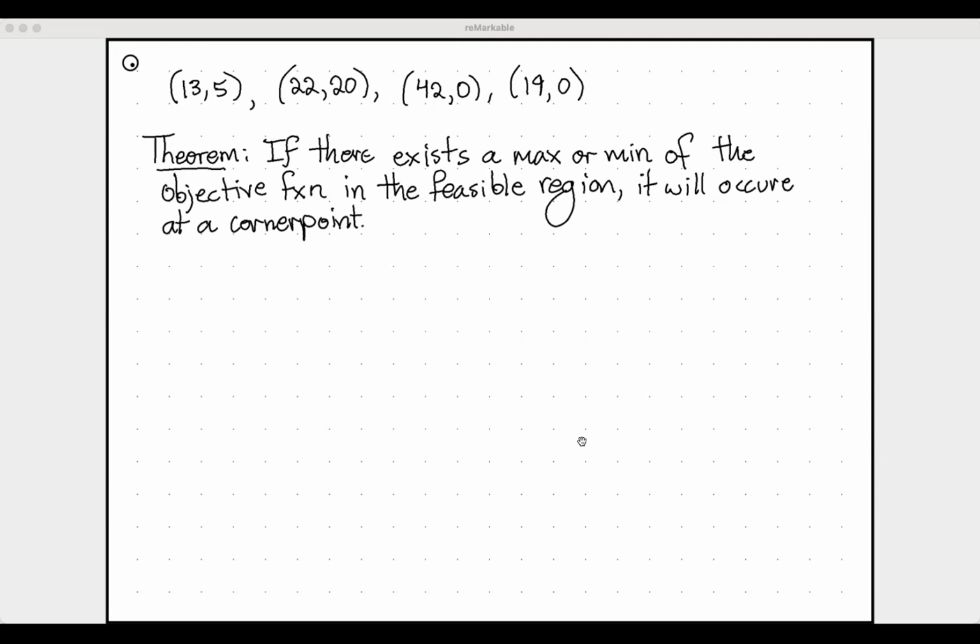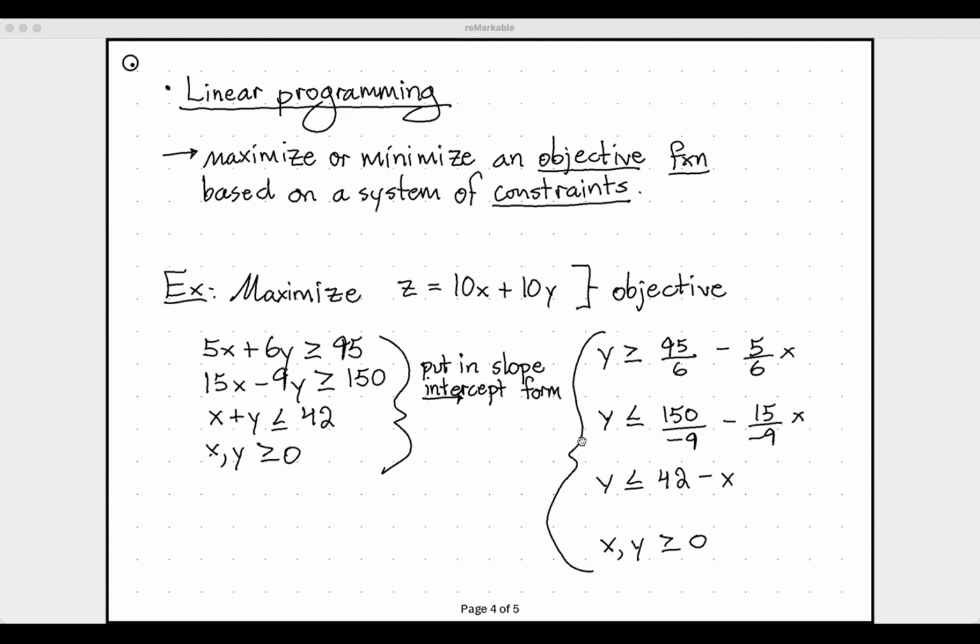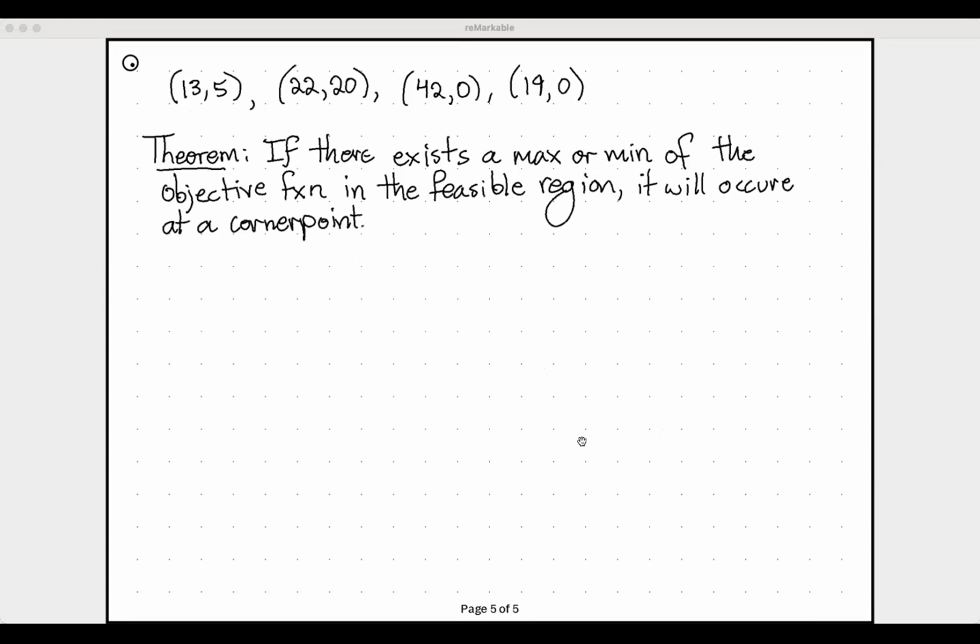And once you have them, all you need to do is determine which of these coordinate pairs makes Z as big as it possibly can be. So if I go back, our objective was to maximize this function, Z equals 10x plus 10y. I'll write that on the next page. I'm just going to check each of these points because I know if the maximum exists, it has to be at one of these points. So I just have to check here.